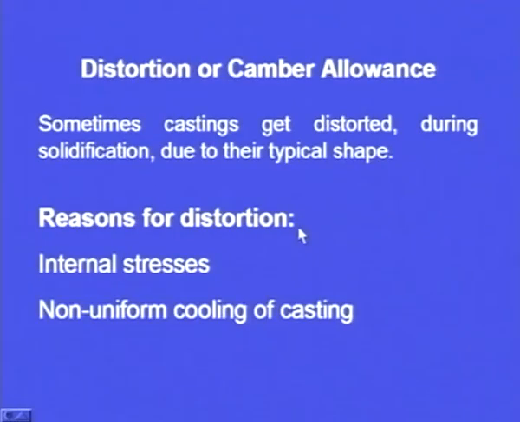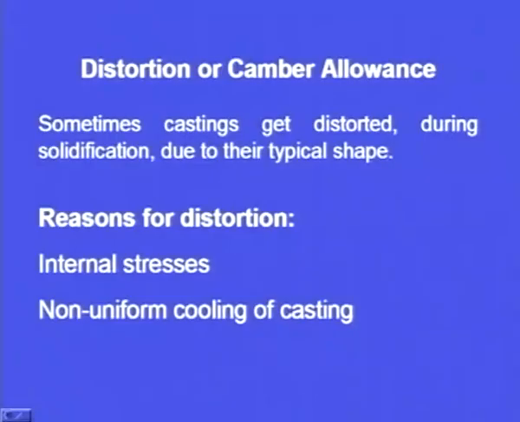Next one, distortion or camber allowance. What is this distortion allowance? Distortion means damaged. The shape will be spoiled, the shape will be disfigured in a disorderly way. What are the reasons for distortion? One is internal stress and another one is non-uniform cooling of casting.